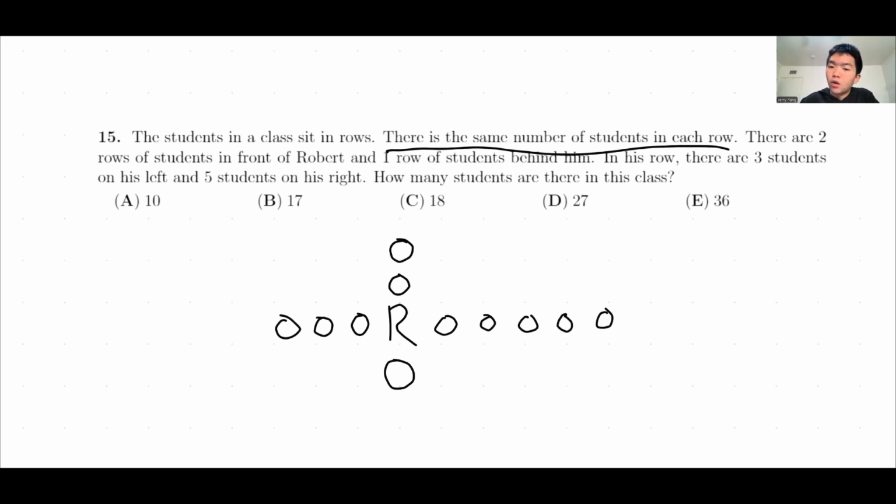Alrighty. Now we know since there's the same number of students in each row, we just count the row and multiply it by 1, 2, 3, 4. We'll get the amount of students in this class. So we have 1, 2, 3, 4, 5, 6, 7, 8, 9. So there's 9 students per row, and there's 1, 2, 3, 4 rows. So we know 9 times 4 is going to be 36. So we know our answer for question number 15 is going to be E, 36.